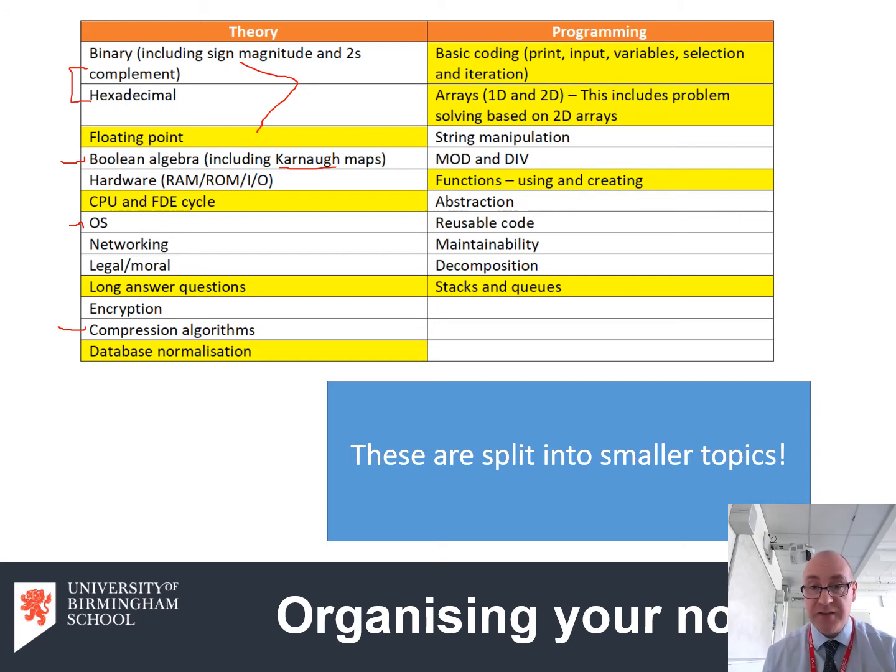Some other things to point out. Stacks and queues are a big part of paper 2. Do make sure you're revising that one. Abstraction and decomposition form part of it. Maintainability and reusable components form part of the theory. They're not big sections, so just knowing the knowledge of that is enough, but they are there.